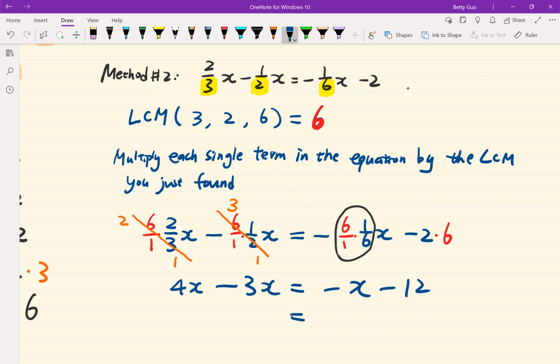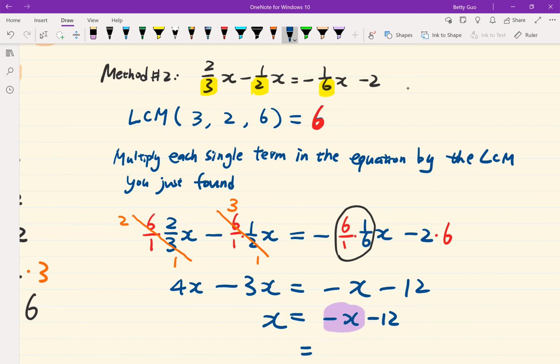We want to simplify both sides separately. On the left, what is 4x minus 3x? 1x, very good. On the right, we have a negative x minus 12, right? Do we want to move this guy over? That guy, the blue one, that's the variable term. We want it to be on the left, right? Okay, let's move it.